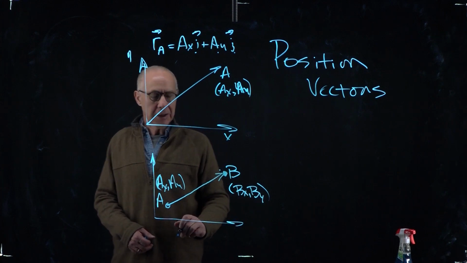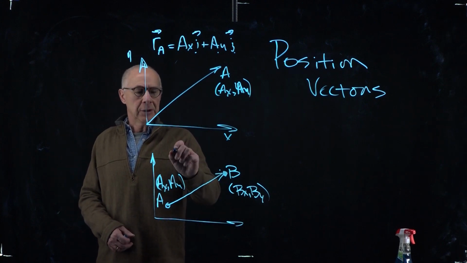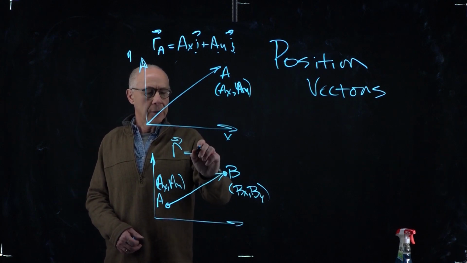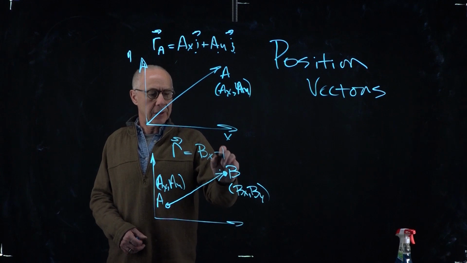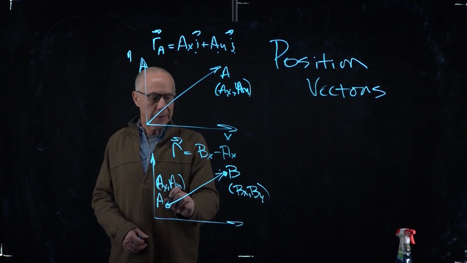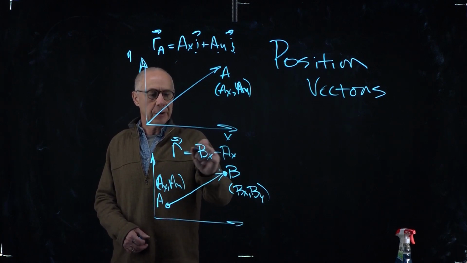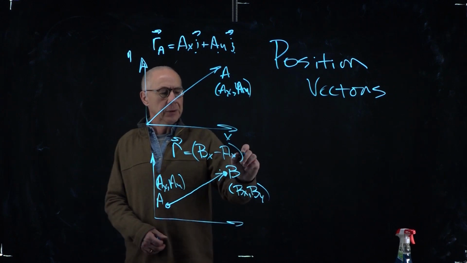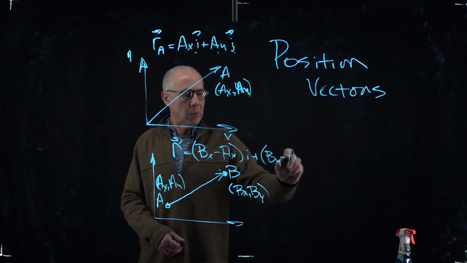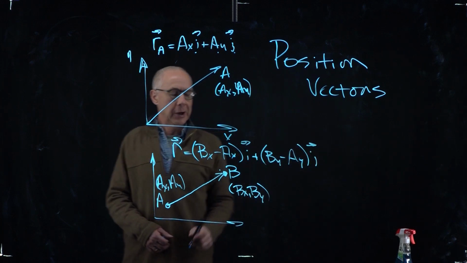Here's my A. And if I want to write my position vector from A to B, it'll be r vector equals bx minus ax. So it's essentially the travel distance in the x direction from A to B. It's where you're going to, minus where you're coming from, times i, plus by minus ay times j. And make sure you put arrows above those.